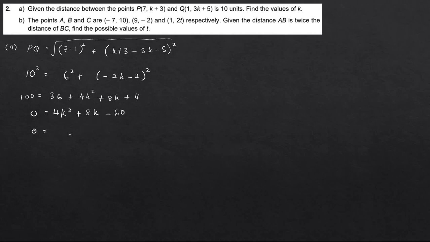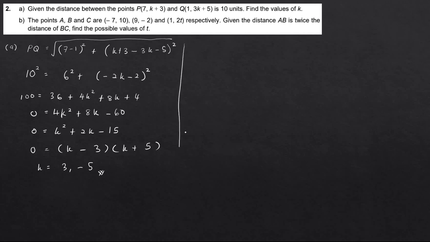Simplify, divide everything by 4. k squared plus 2k minus 15. Factorize. k squared, k multiplied by k. How to get 15? 5 multiplied by 3, and here is positive 2, so positive 5, negative 3. So from the factorization, we get k equal 3 and k equal negative 5. Okay, so done with question A.